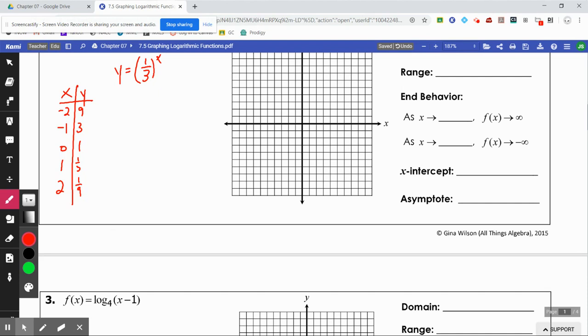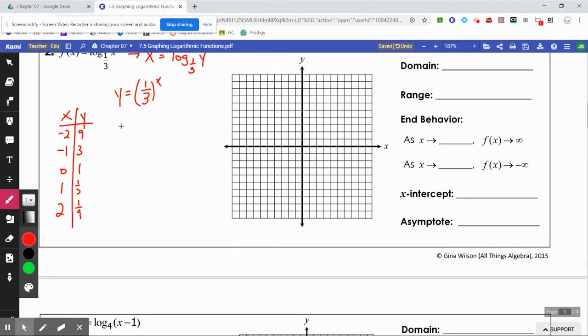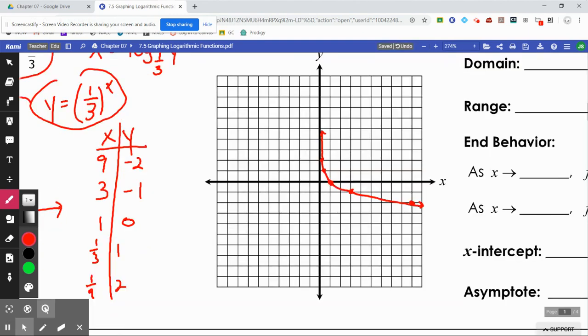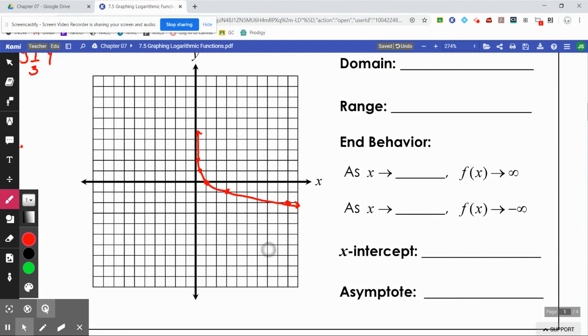Let's plot those points and look at, well, actually, let's not plot those points, because those are the points for y equals 1/3 to the x, we're wanting to graph its inverse. So therefore, let's reciprocate our points. Let's flip them over. 3, -1, 1, 0, 1/3, and 1, and 1/9, and 2. And let's plot those points instead. And here we see a look at that graph.